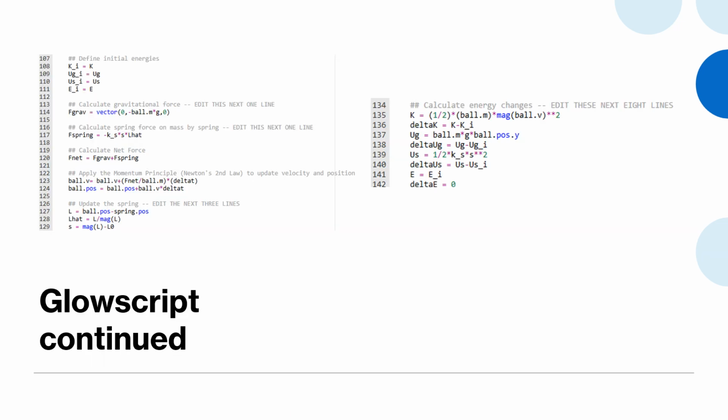GlowScript continued. We gave our initial conditions of the energy, and then we gave our energy update formulas over here on the right, and that was used to give our first model of the changes of energy as the ball goes throughout its oscillation.